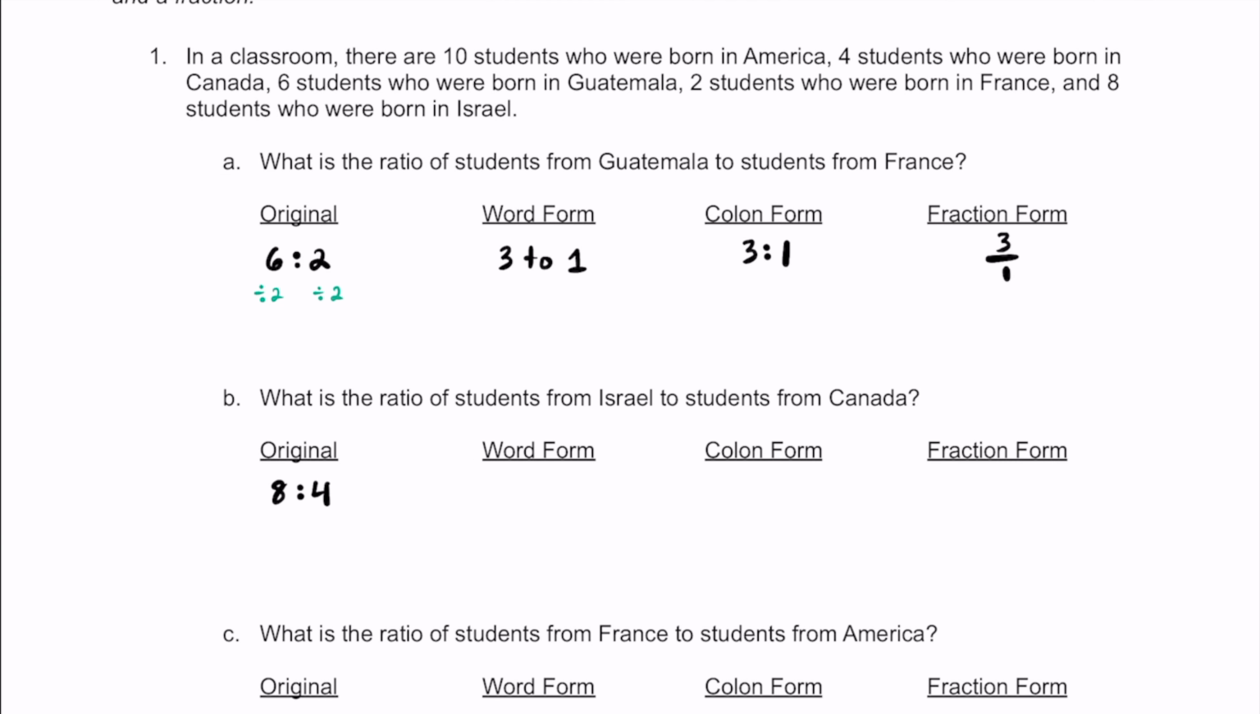What we can do is look for a GCF between these two. It looks like 4 is their GCF, so dividing these both by 4. In word form, we can say this is a ratio of 2 to 1. So there's double the amount of people from Israel than from Canada. And then using colon form, it's 2 to 1. And using fraction form, it is 2 to 1. Those are the 3 different ways of writing the simplified ratio.